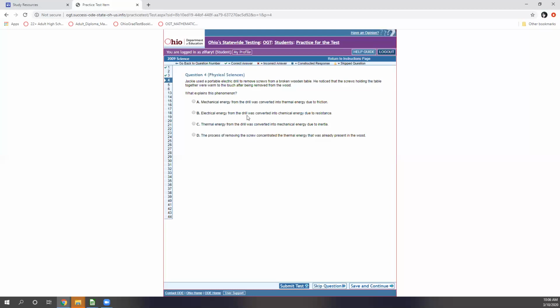Electrical energy from the drill was converted into chemical energy due to resistance. Heat or thermal energy from the drill was converted into mechanical energy due to inertia, or the process of removing the screw concentrated the thermal energy, heat, that was already present in the wood. So let's go over these answers really quickly.